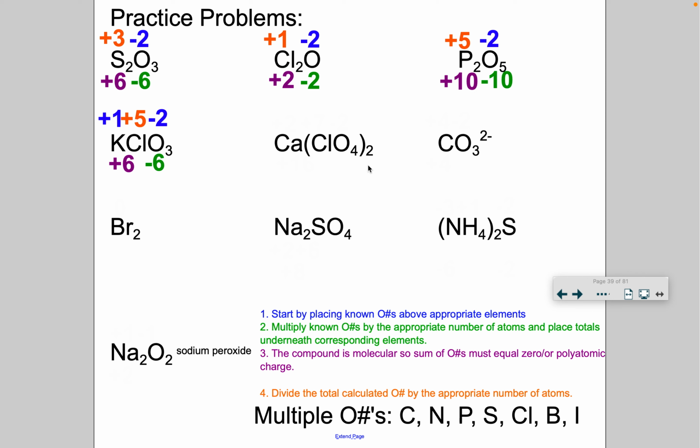Ca(ClO4)2. All right, so you see oxygen. You're like, all right, it's not a peroxide, it's not fluorine. It's -2. -2 times 4 is -8. But then you see this 2 here. That means you have to multiply by 2 again. So -2 times 4 is -8, times 2 is -16. Calcium is not listed down here. It's found in group 2. That means it's got a positive 2. So calcium and chlorine together have to be plus 16.